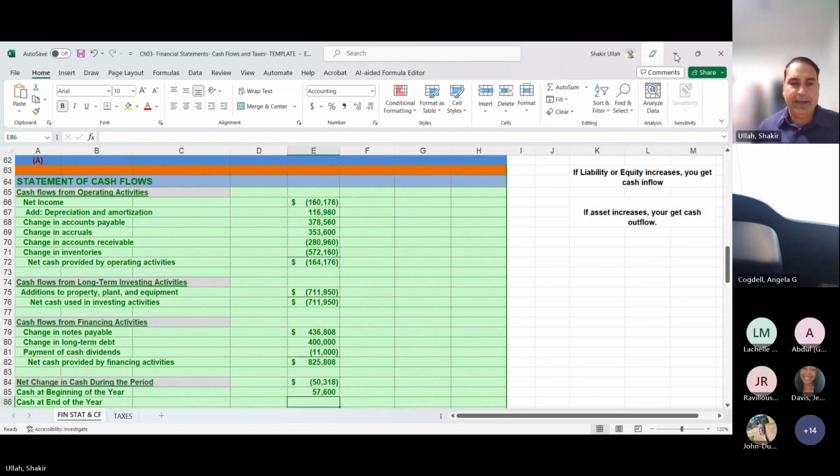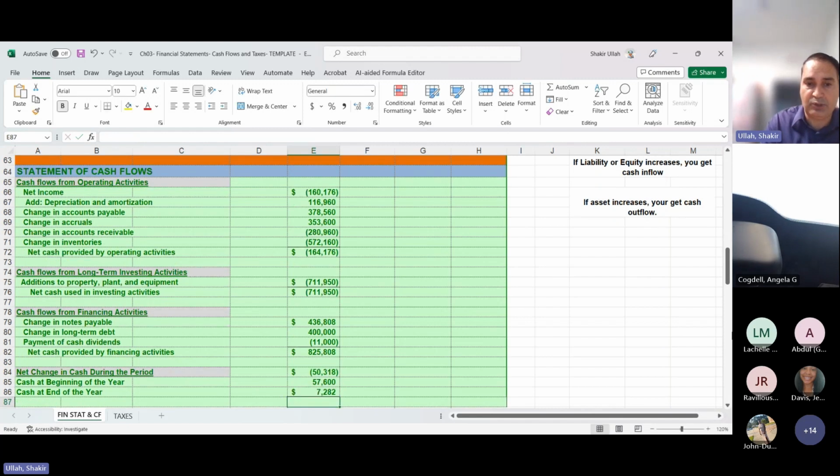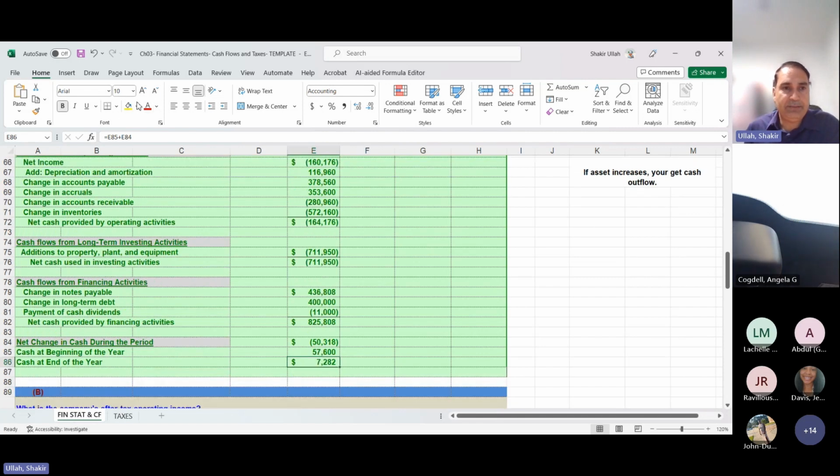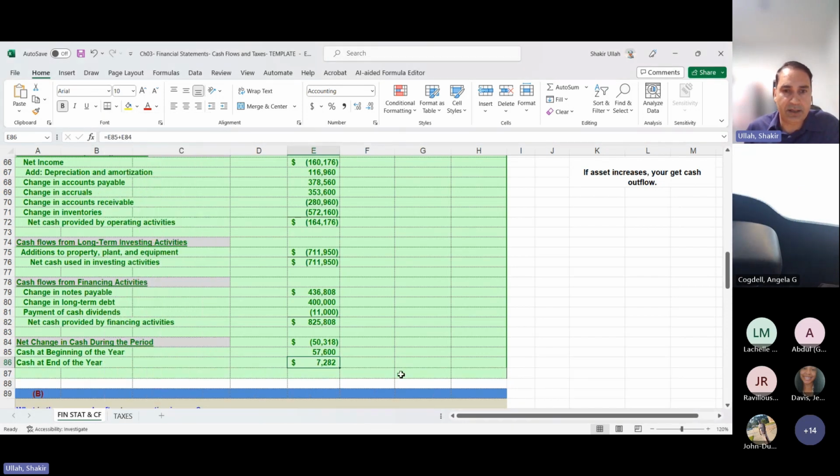Okay. And what should be the cash balance at the end of the year? Of course, we had 57,600 last year, but we burned, so I'm adding that negative number. We burned 50,318 this year out of that cash balance. So our new balance should be $7,282. That is our new cash balance. Okay, let me make it proper for the accounting formatting. So let me do it that way. Okay, now that means we have got $7,282 in our cash balance this year.